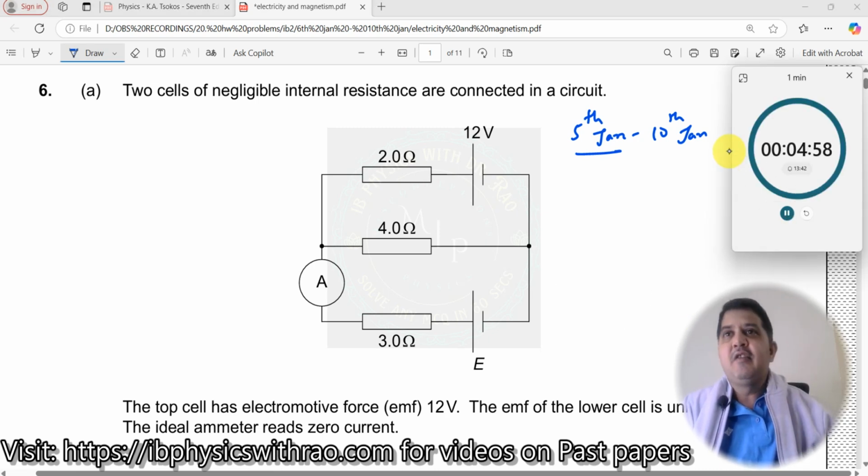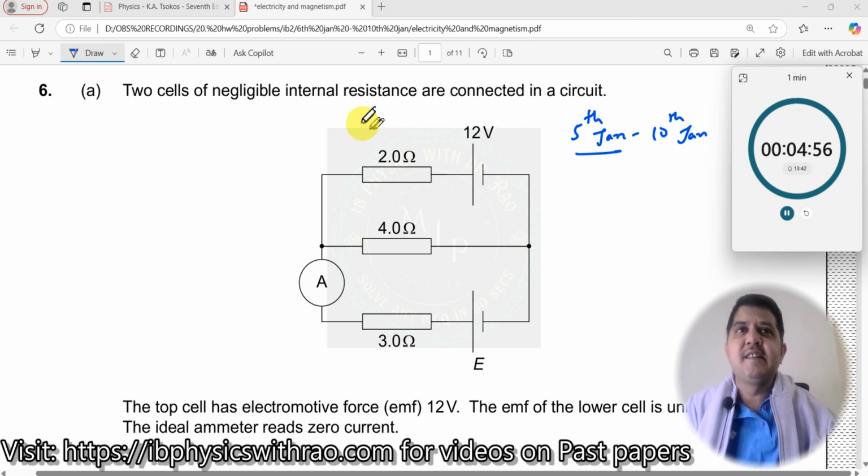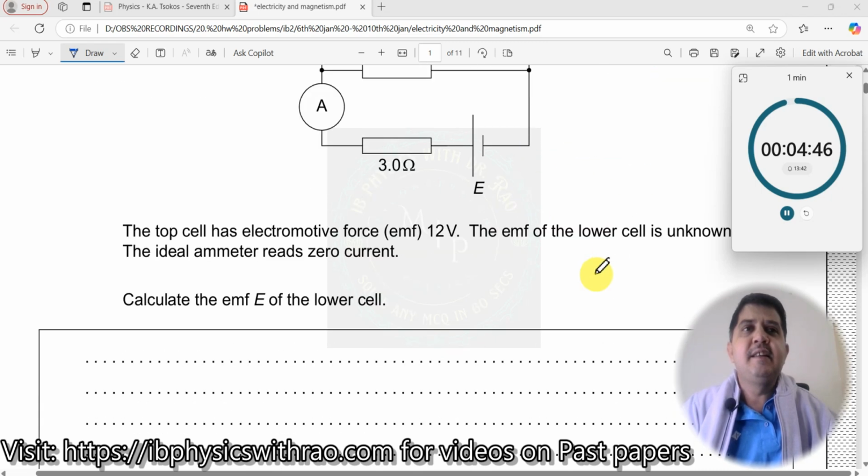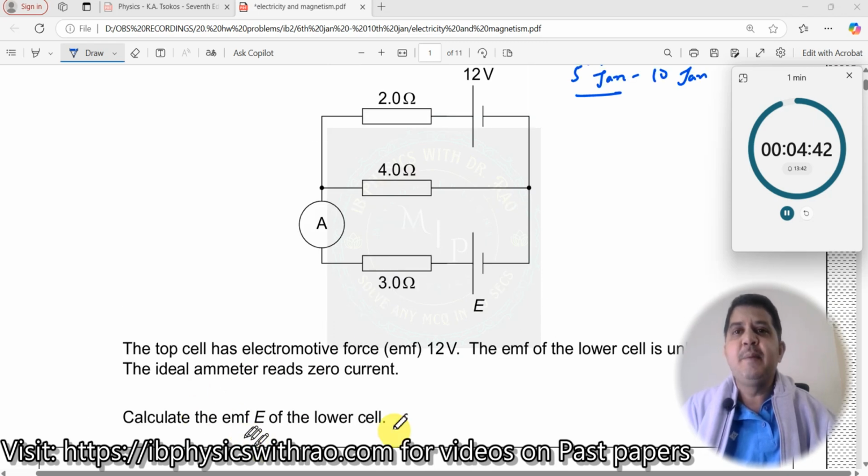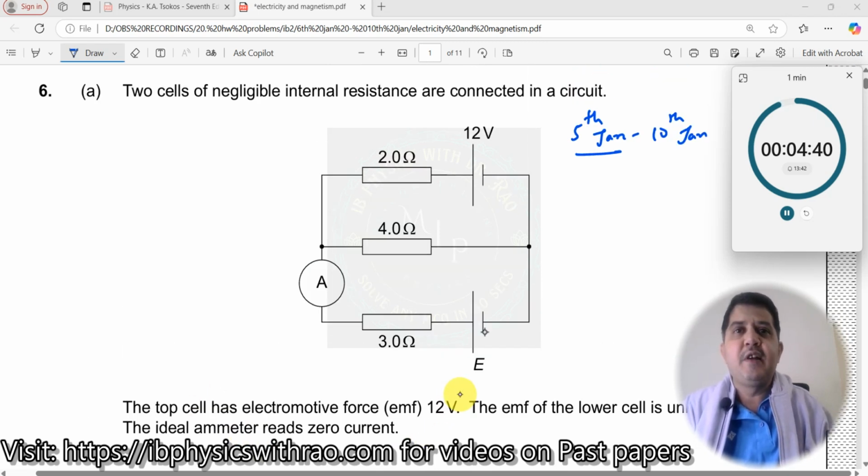Right. Okay, so two cells of negligible internal resistance are connected in a circuit. The circuit diagram is shown over here. There's a 12-volt battery, 2-ohm resistor, and a 4-ohm resistor here. The top cell has an EMF of 12 volt. EMF of the lower cell is unknown, and the ideal ammeter reads 0 current. Calculate the EMF of the lower cell. So he is asking you to find out the EMF here.